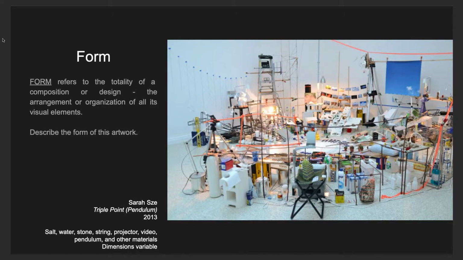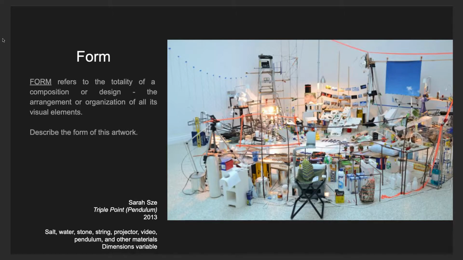Form. Form refers to the totality of a composition or design, the arrangement or organization of all its visual elements. This sculpture in the picture by the artist Sarah Z is made up of a lot of stuff. It looks like junk. I think some of it was rescued from the trash, almost certainly. But it is organized in a way where it creates a single artwork.